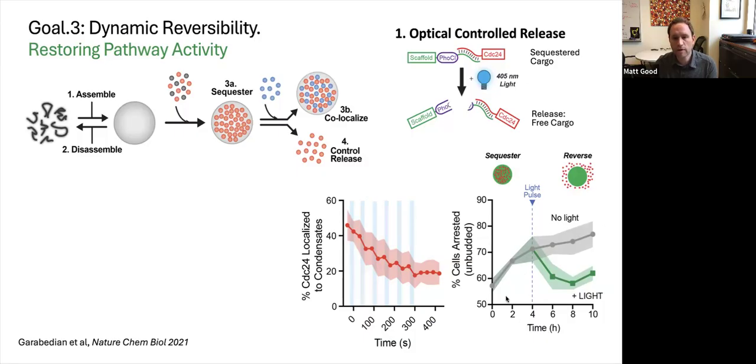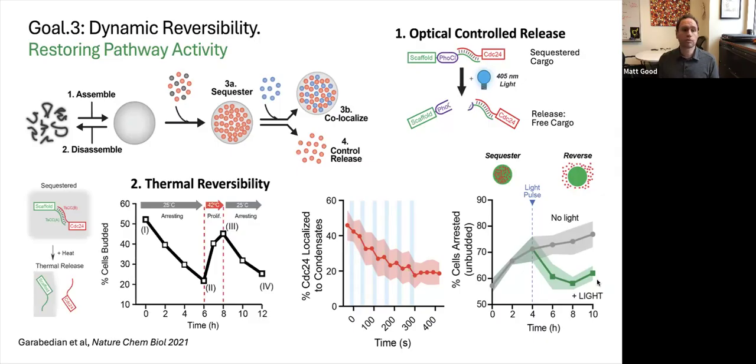But if we wait 4 hours, when we're starting to get a lot of arrest, and we pulse the cells with light, then we can reverse this process. And again, it's because we're liberating this essential enzyme that we've sequestered. So this works. This is essentially an irreversible process, but as the protein gets re-expressed with the tag, in theory, you would need to pulse the system again.